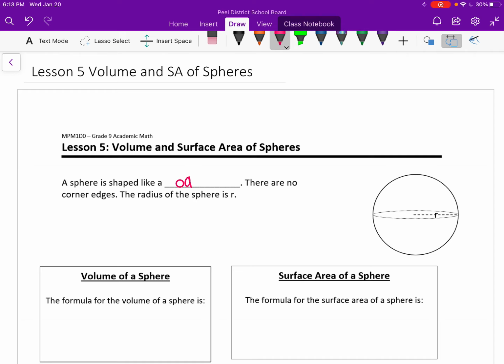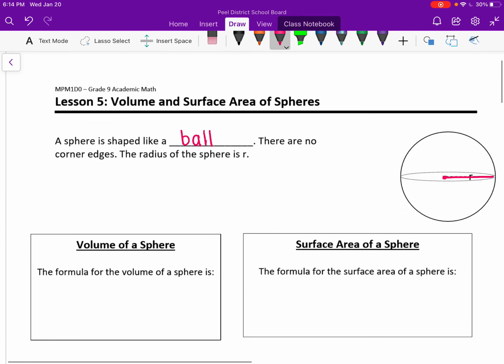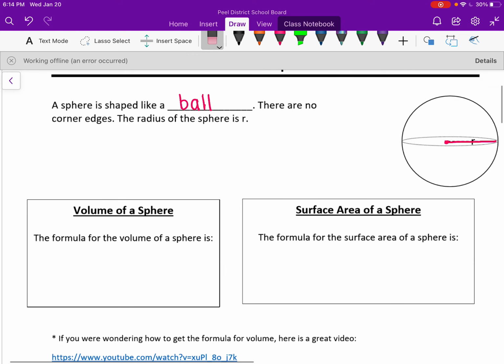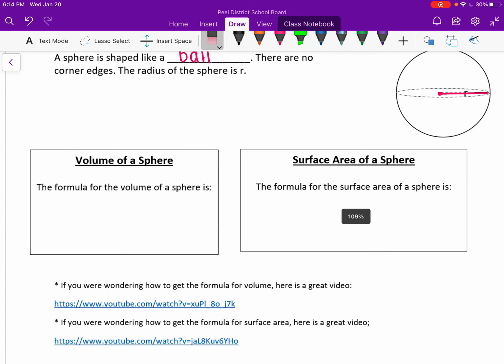Ball. There's no round edges, see? So it's just a circular shape, right? No round edges. And if you take the measurement from the center of the sphere to the end, that'll give you the radius, right? So anything that's like a basketball, a tennis ball, a ping pong ball, anything that's shaped like a ball. Alrighty, so moving on.